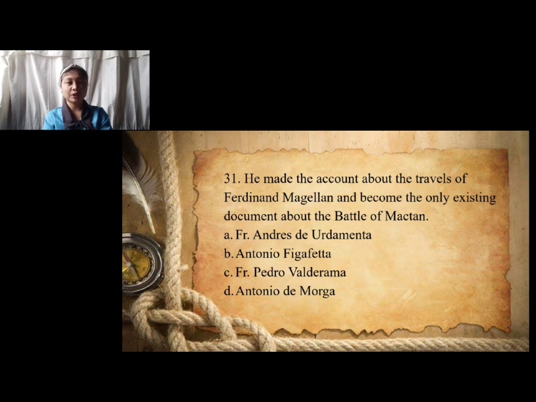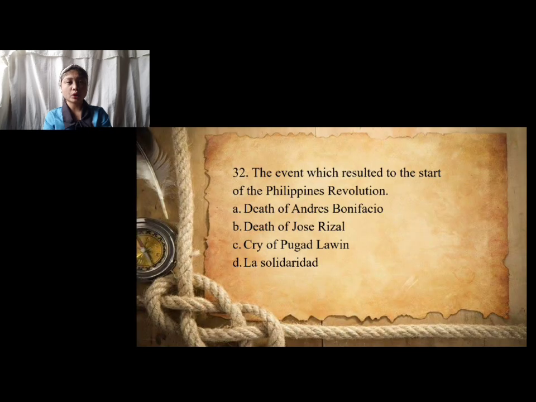Number 32. The event which resulted in the start of the Philippine Revolution. The correct answer is letter C, the Cry of Rebellion in Pugad Lawin. It marked the start of the Philippine Revolution in 1896, which eventually led to the independence of the country in 1898. The Cry of Pugad Lawin was the beginning of the Philippine Revolution against the Spanish Empire.